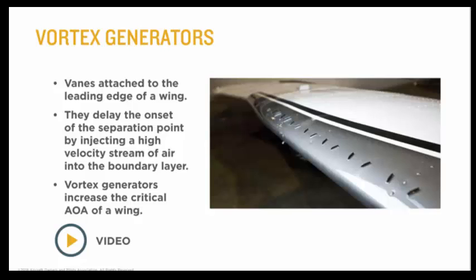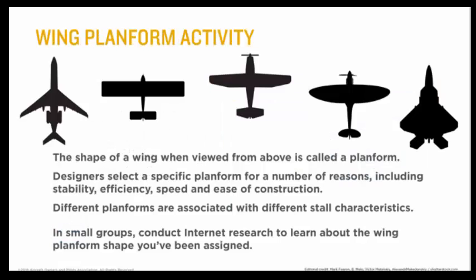The vortex generators. They're vanes that are attached to the leading edge of the wing. They delay the onset of the separation point by injecting a high-velocity airstream into the boundary layer. Vortex generators increase the critical angle of attack of a wing. And again, we'll watch the video.